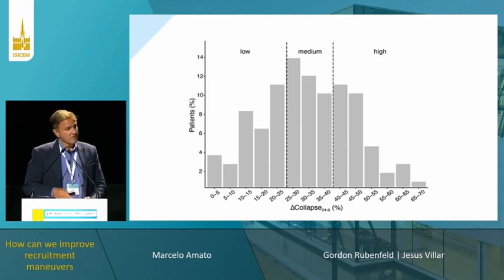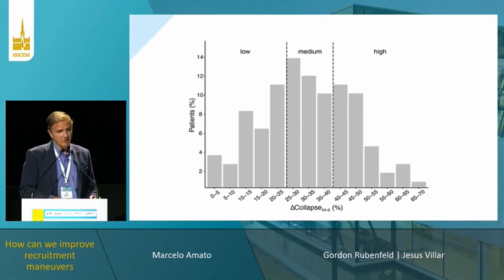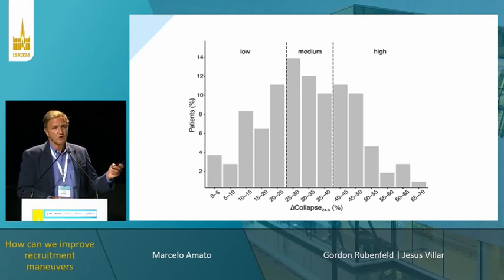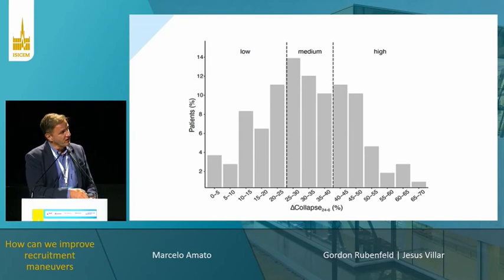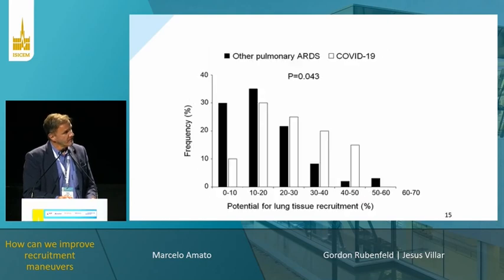Okay, using this method applied in this big population of 107 patients with COVID, we got this result. This is the number of patients, and this is how much of the parenchyma could be recruited at those pressures that I showed you before, plateau pressure of 45. We divided them in three tercios: the high recruiters, medium, and low.